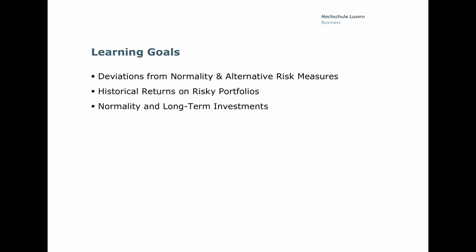The learning goals for this session are: you know the deviations from normality and what alternative risk measures can be used. You should be able to analyze and interpret historical returns on risky portfolios, and students should be able to deal with normality and long-term investments.